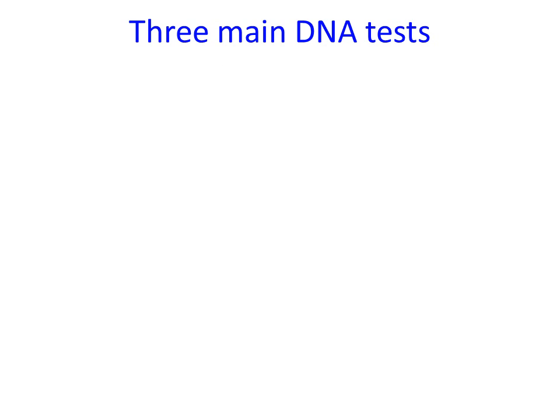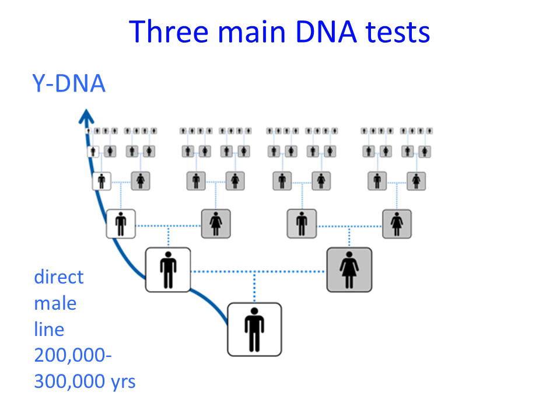So in this talk I will be looking at the three main types of DNA tests that you can take for your genealogy research. The first test that we'll be looking at is the Y-chromosome DNA test, and this is the test that follows the surname line. And this test can be used for your genealogy research, but also for your deep ancestry. It will take you back about 200 to 300,000 years.